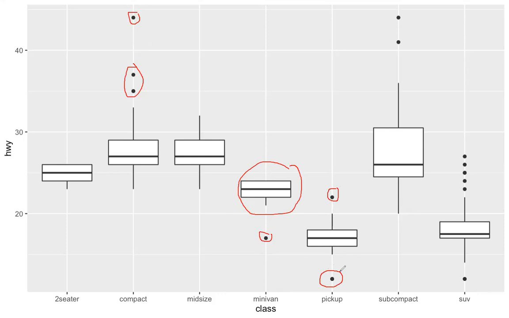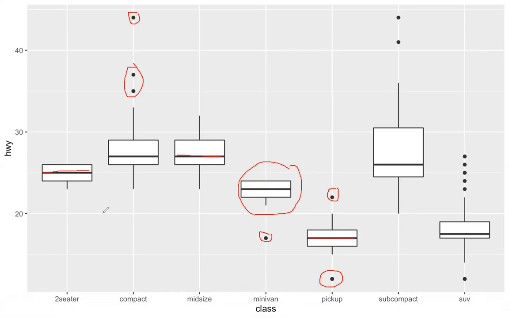Also, box plot is helpful showing you the median values for each class of the car. And by doing a side-by-side box plot, you can easily compare the HWY for different classes of the cars. So you can see that this one, the mid-size, seems to have the highest median value of HWY. And the pickup seems to have the lowest median value of HWY.